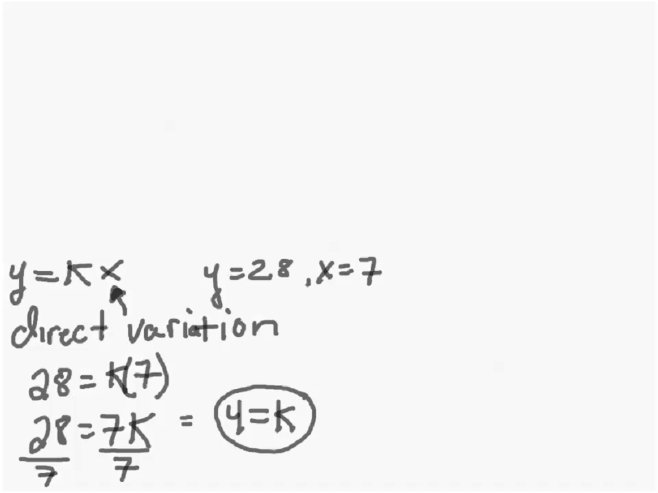So the direct variation equation. Okay, k equals 4, but if we wanted to graph this, we have to put it back into our original equation, the y equals kx. So instead of having this specific point, y equals 28 and x equals 7, we put this 4 in for k of our original equation. So we get y equals 4x. We're putting it in for k.